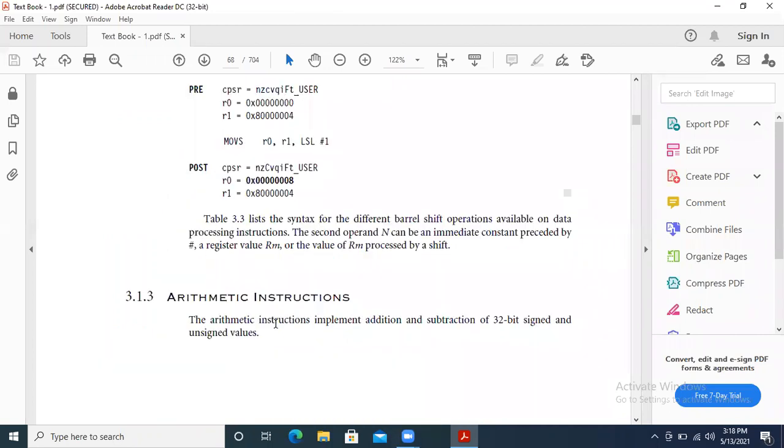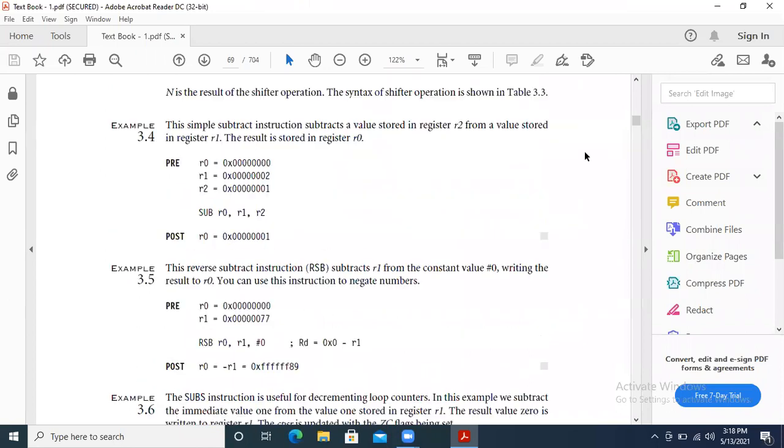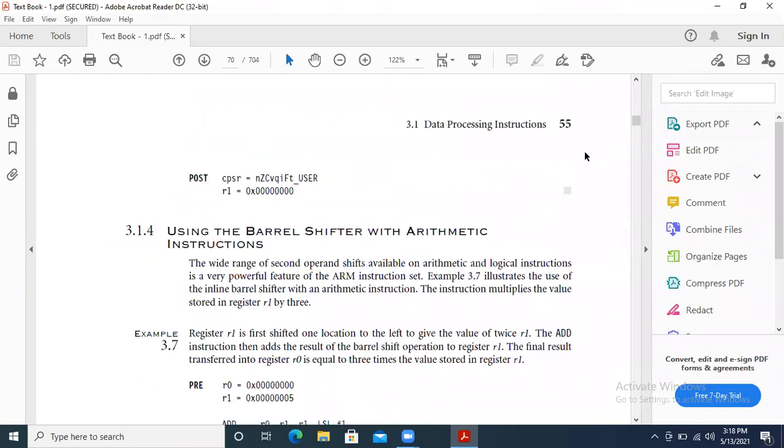So tomorrow we'll discuss arithmetic here. Tomorrow or next class we'll discuss arithmetic. Then we'll take one more, which is using the barrel shifter to do arithmetic.